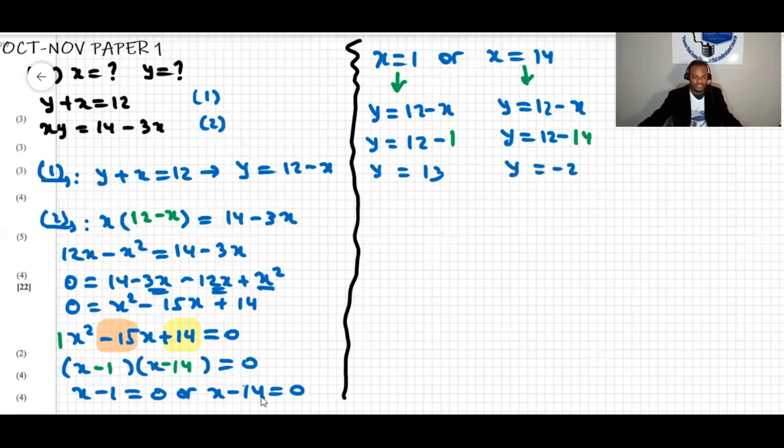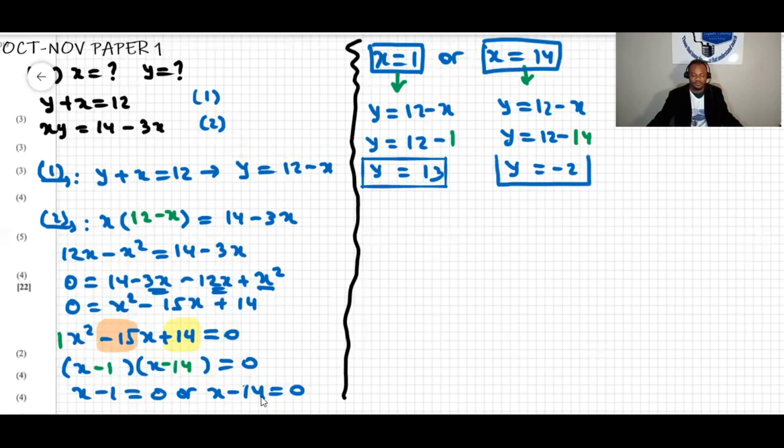So we can say when x is 1, the corresponding y value will be 13. And when x is 14, its corresponding y value will be -2. Thank you.